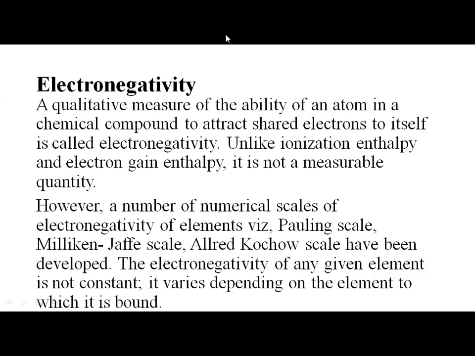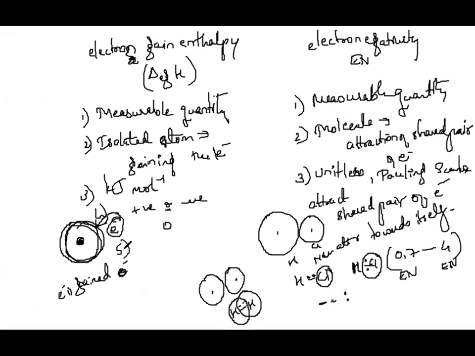So here we have one more difference. Electron gain enthalpy does not vary for atoms. I cannot say the electron gain enthalpy for sulfur is negative in one case and positive in another case. It is fixed for sulfur. First electron gain enthalpy is so much, second electron gain enthalpy is so much. But electronegativity varies depending on which atom it is bonded to during the bond formation.